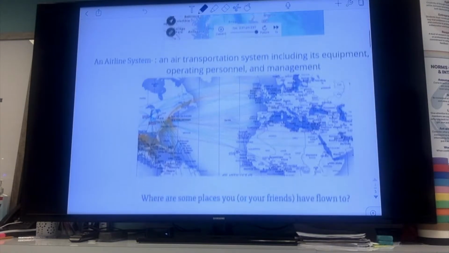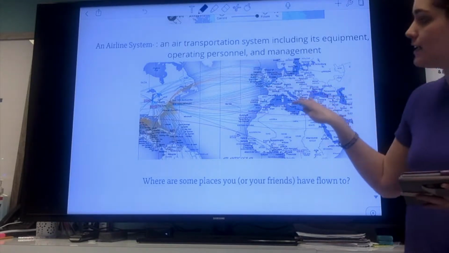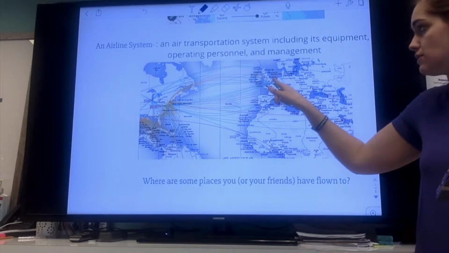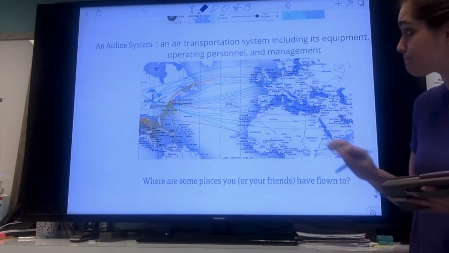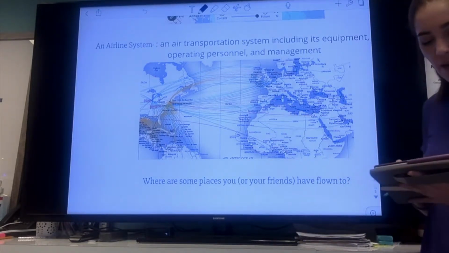We also have airline systems. If you remember in our project, it talks about flight patterns. So this is a map of an airline system, flights going from like JFK out to Dublin, out to Brussels, out to all over different parts of the world. So this would be an airline system, many lines happening at the same time.